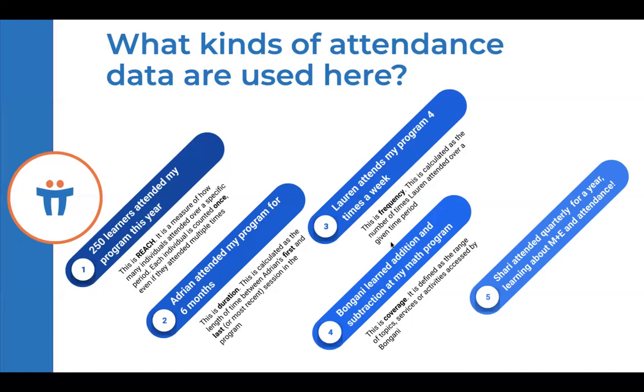Cool. And then number 5 is our gold attendance standard for certain things. It's the most complicated metric. And yes, Prince has nailed it. It's dosage. So Cherie attended quarterly for a year. There's a clue. Learning about M&E and attendance. So this one is dosage. This is a detailed measure of Cherie's attendance at the Teampact Communities of Practice. And yeah, it's useful for quite a variety of applications within the nonprofit context.